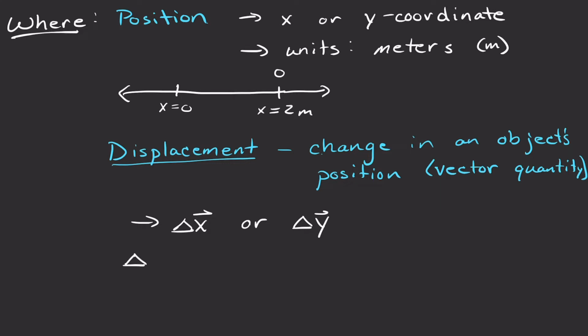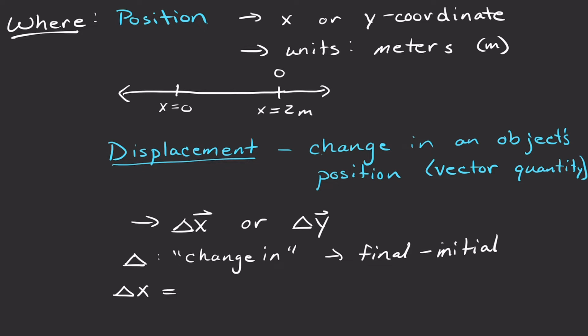And this delta, you can think of it as change in. So we always see change in. But what you really should think is final minus initial. Okay, so this is very specific. You always take where you ended up and subtract where you started. And so we denote this with subscripts. So delta x would be x final minus x initial. Our subscripts tell us which one we're talking about, whether it's final or initial.